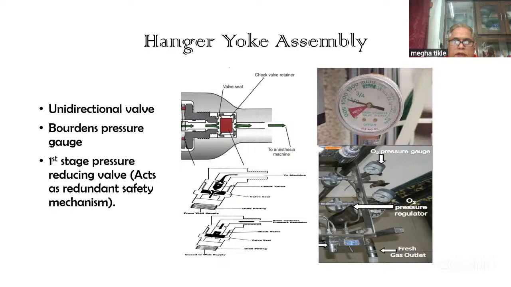As you can see in the figure, I have taken it from an old machine. Just after the Bourdon pressure gauge, the gas has passed. What you see is the pressure regulator valve. This is the first stage pressure reducing valve. In all the anesthesia machines where piped gas is used, this acts as a redundant safety mechanism, so that if there is too much pressure in the pipeline, this regulator will again bring it back to an intermediate pressure.